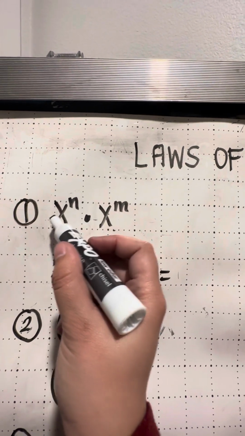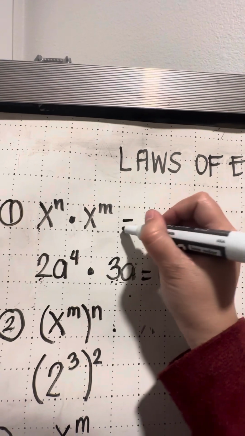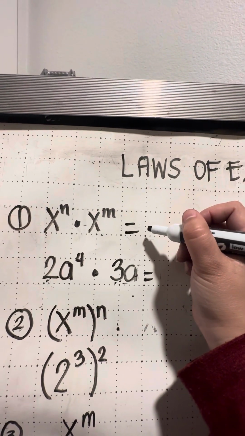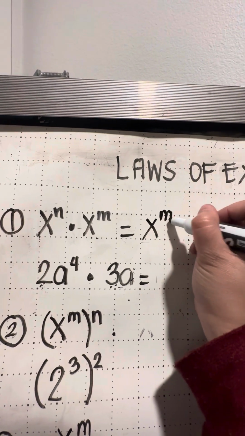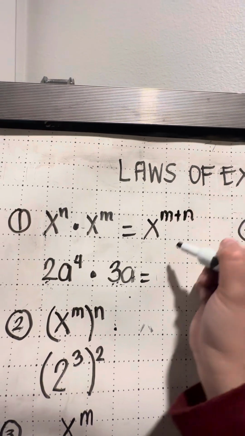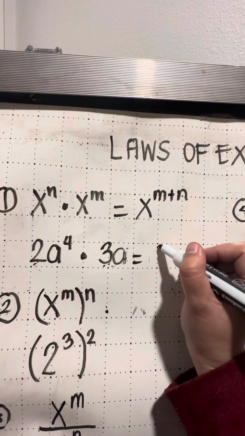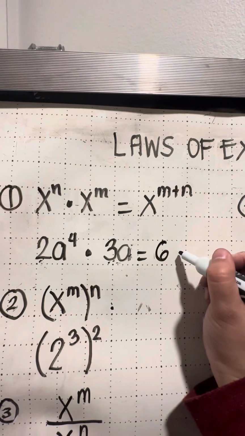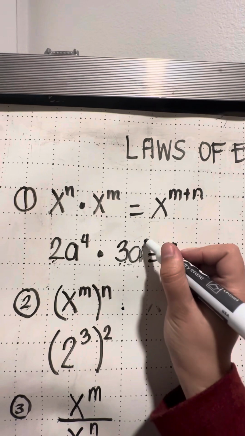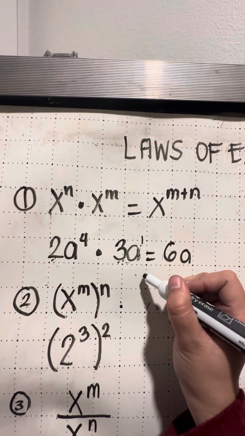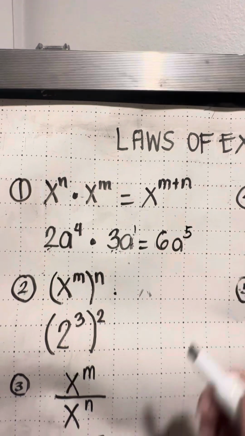So 1 times 1 is 1. Technically, we're not writing the coefficient if it's 1. And then just copy the base x and add the exponents m and n. Applying here in this example, multiply 2 and 3, and that is 6. Since they have the same base a, just write the base a. And if it's only a variable, it has an imaginary exponent of 1. So 4 plus 1, that is 5.